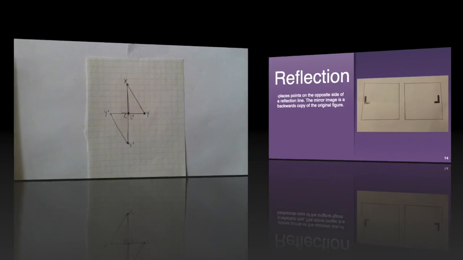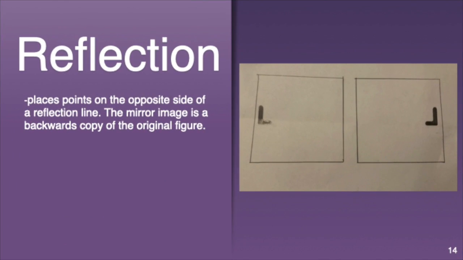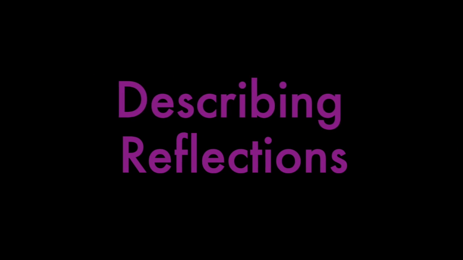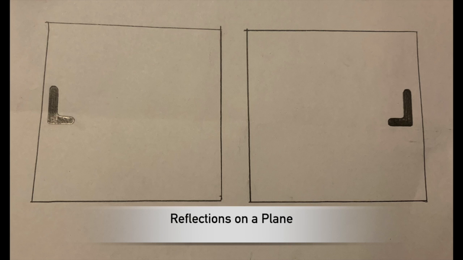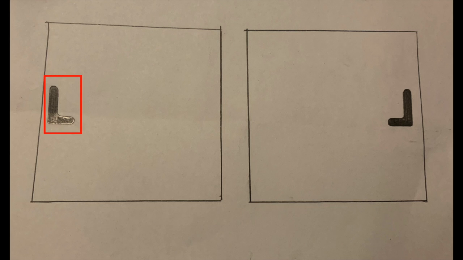The last type of transformation is reflection. It places points on the opposite side of a reflection line. The mirror image is a backwards copy of the original figure. The most basic description of a reflection is on a plane. You can see that our L is facing the opposite direction in the second frame. We just take that picture and it's almost like we flip it across an invisible line. That invisible line is known as the line of reflection. You can see it goes down the center of the frame.